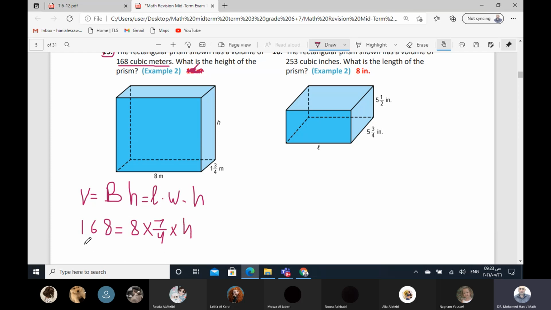On the first side here we have 168 equal, here we have 8 up and 4 down. 8 divided by 4 will be 2. 2 times 7 will be 14h.